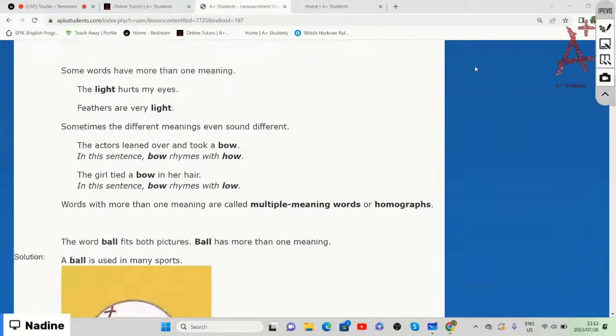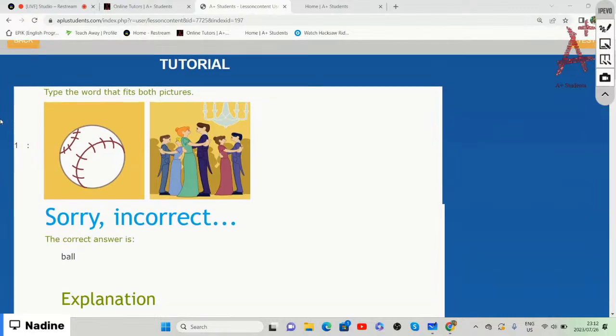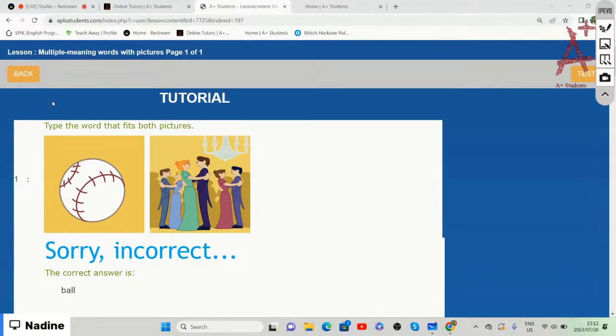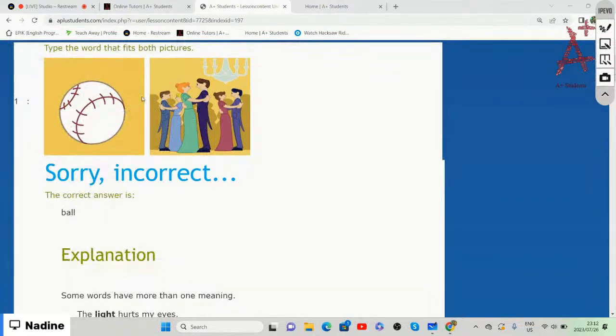All right. Okay, so now if we look at the two pictures in front of us, remember this lesson is multiple meaning words with pictures. So if we look at the pictures here in front of us, the first picture we have a ball, and then the second picture is people dancing basically.